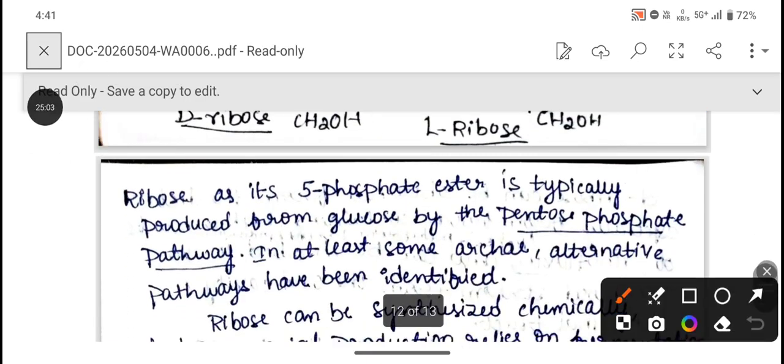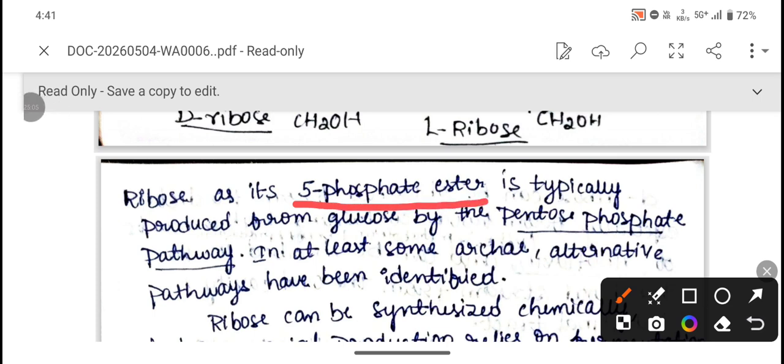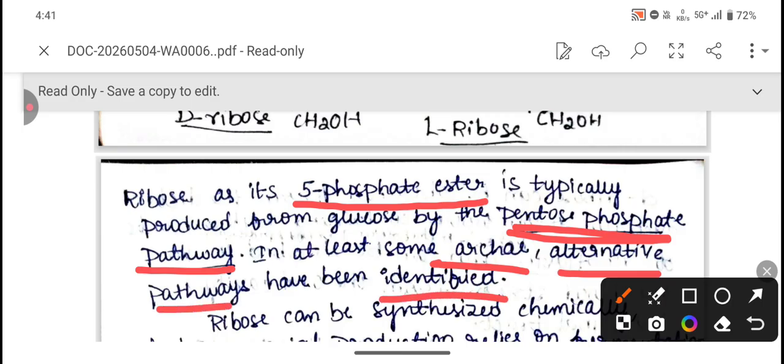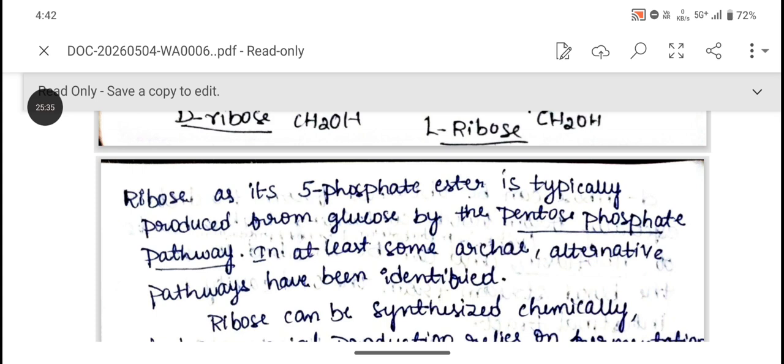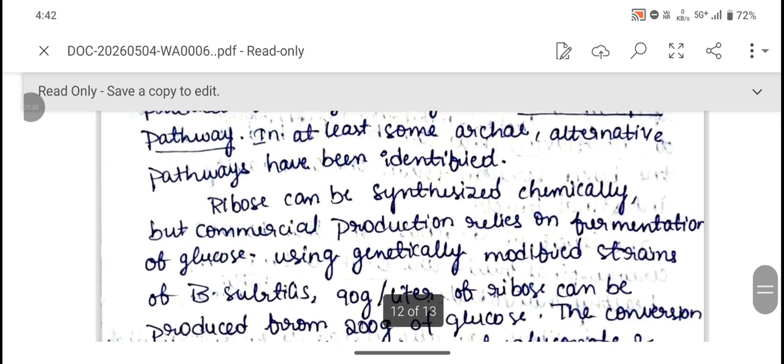So ribose, as a 5-phosphate ester, is typically produced from glucose by the pentose phosphate pathway. So the ribose is actually formed by the pathway known as the pentose phosphate pathway. In at least some organisms, alternative pathways have been identified. So mostly the ribose is produced from glucose by the pentose phosphate pathway, but in some cases other alternative pathways have been identified apart from the pentose phosphate pathway.